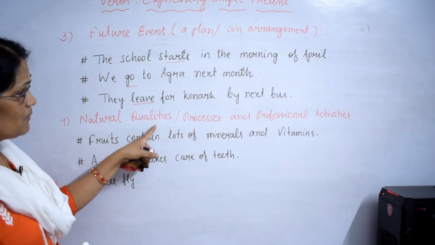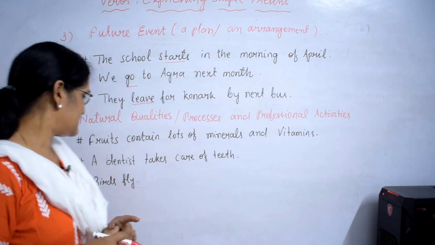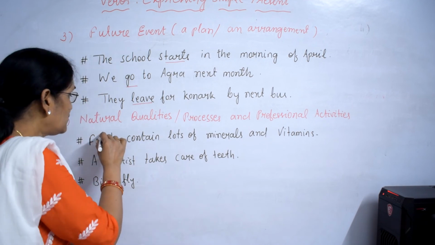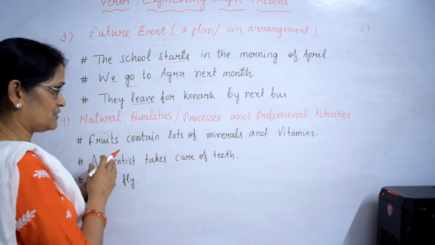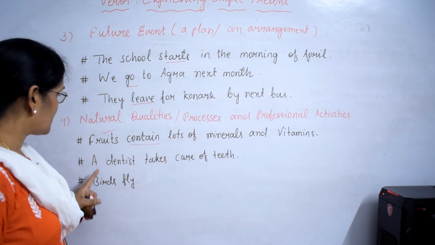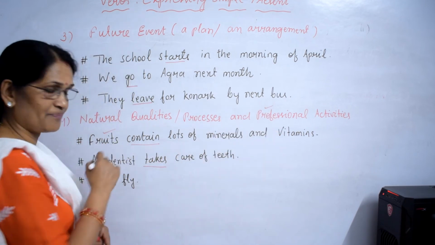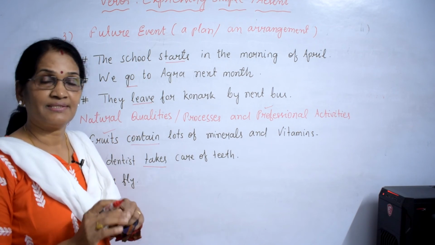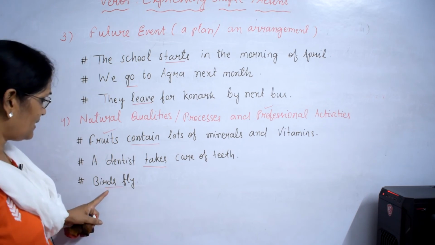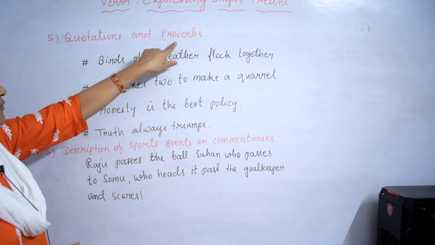And also for natural qualities or processes and professional activities, we use simple present. Fruits contain lots of minerals and vitamins. It is a natural quality of fruit. Contain, simple present. A dentist takes care of teeth. This is a professional activity. Takes care. Okay. A teacher teaches. That is a professional activity. Birds fly. It is a natural quality.